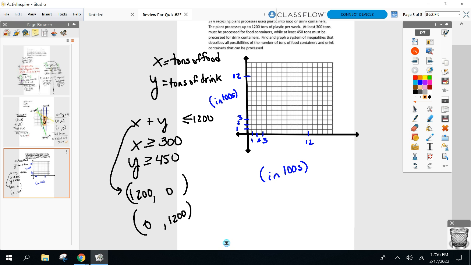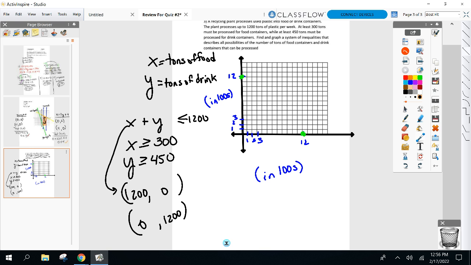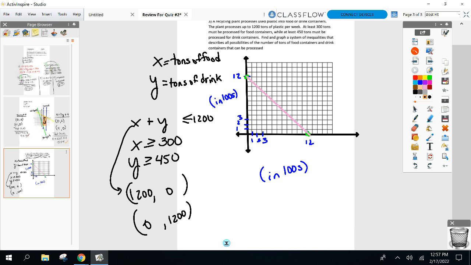So 1,200, 1,200 for the first one, a nice solid line. And yes, if you graph past it and put arrows on, it's fine.